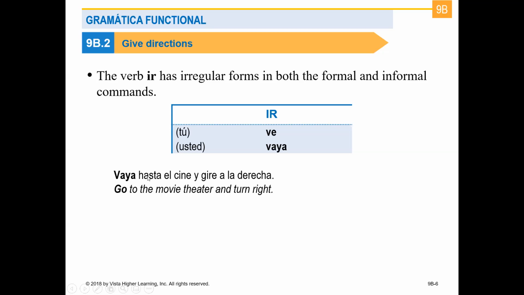Now, if you were talking to your friend or some random person on the street, to make it informal, you would say, ve hasta el cine y gira a la derecha. So just kind of switching up. For the ones that aren't irregular, just sort of switching the ending. And then for the irregular, obviously, you just have to change the whole word.